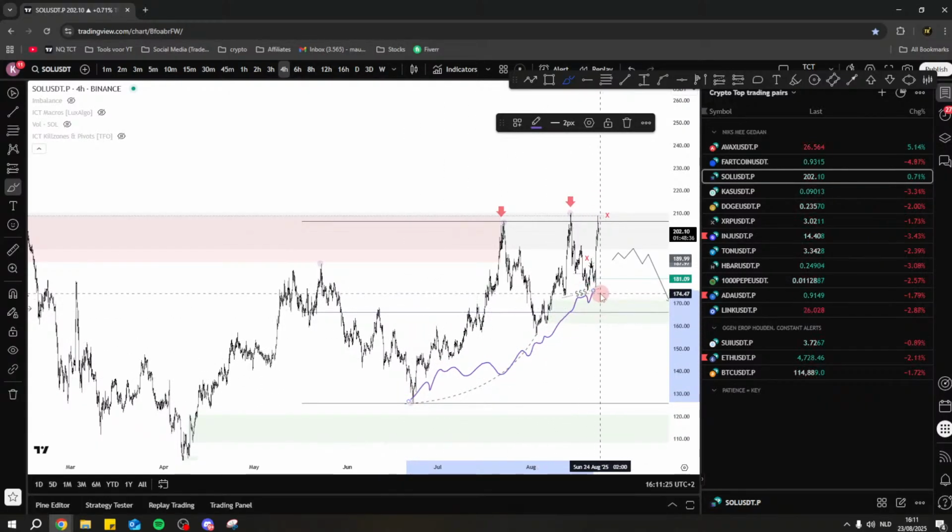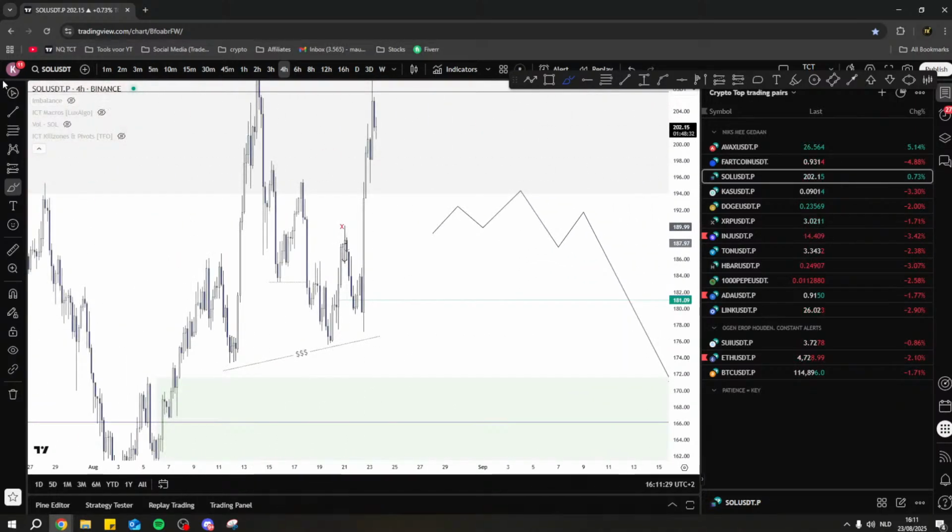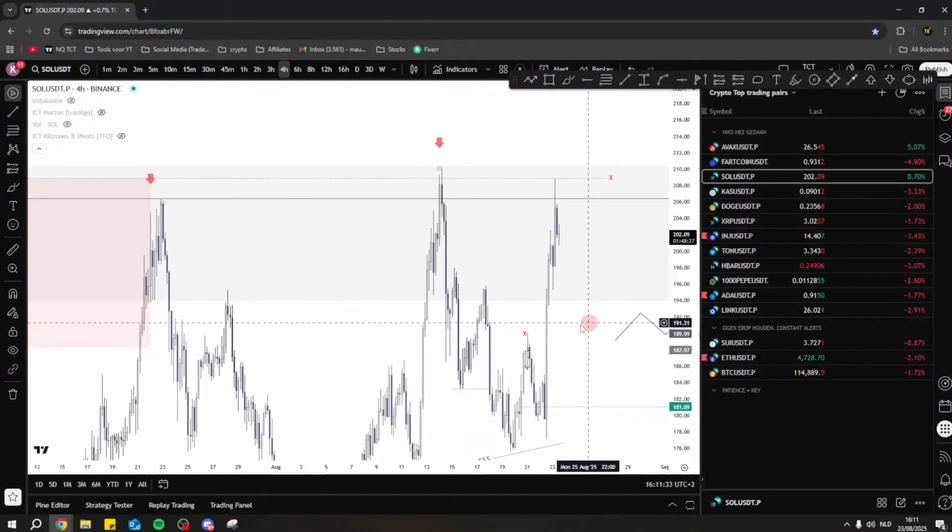because look at the way we came up. This is just grindy. This is building liquidity. We are at major resistance. This is a really great chart request, Aminu.